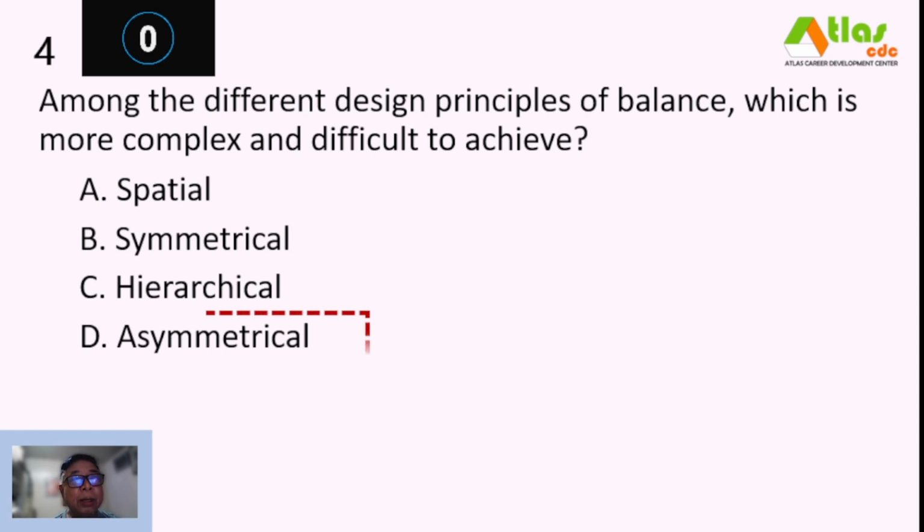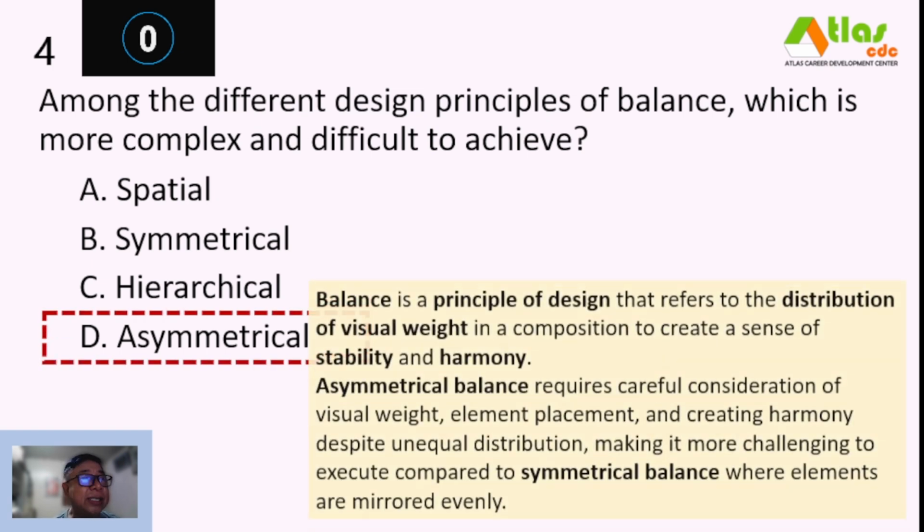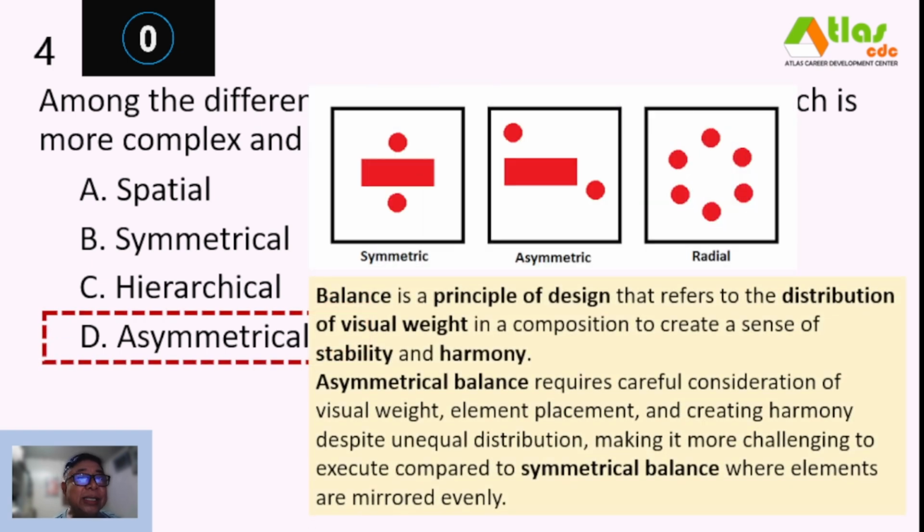And our correct answer is letter D, asymmetrical. So balance is a principle of design that refers to the distribution of visual weight in a composition to create a sense of stability and harmony. Asymmetrical balance requires careful consideration of visual weight, element placement, and creating harmony despite an unequal distribution, making it more challenging to execute compared to symmetrical balance where elements are mirrored evenly.